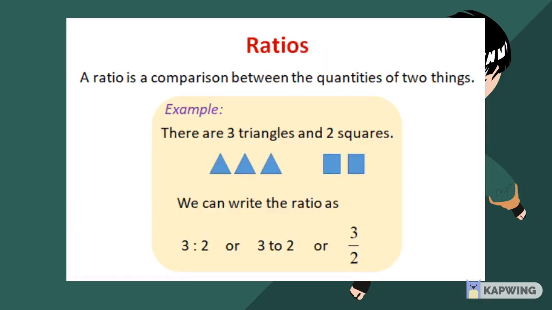A ratio is a comparison between the two quantities of two things. Example, there are 3 triangles and 2 squares. We can write the ratio as 3 to 2, or 3:2, or 3/2.